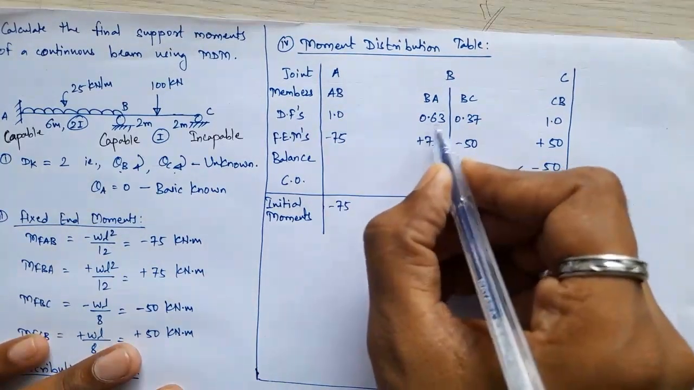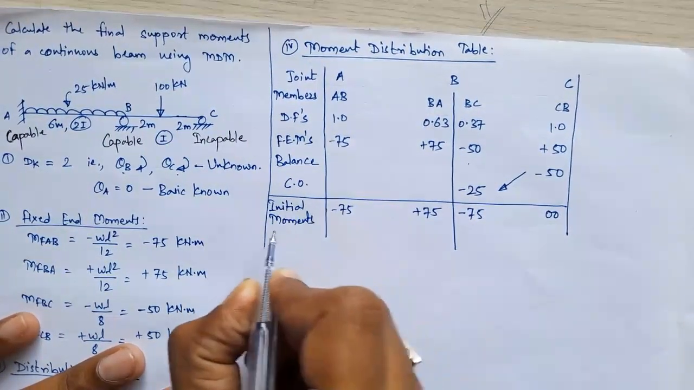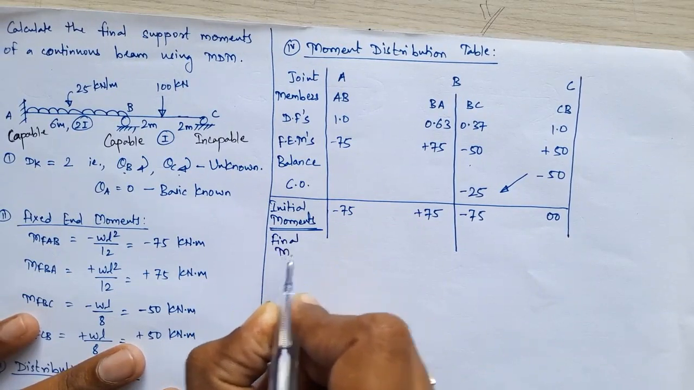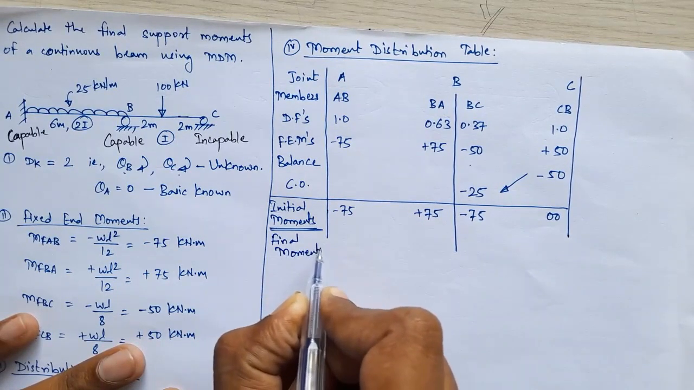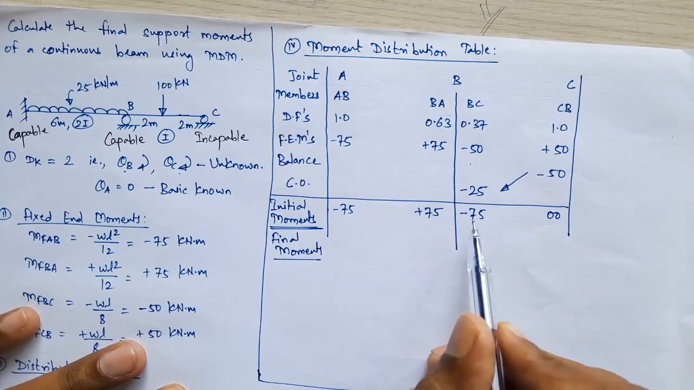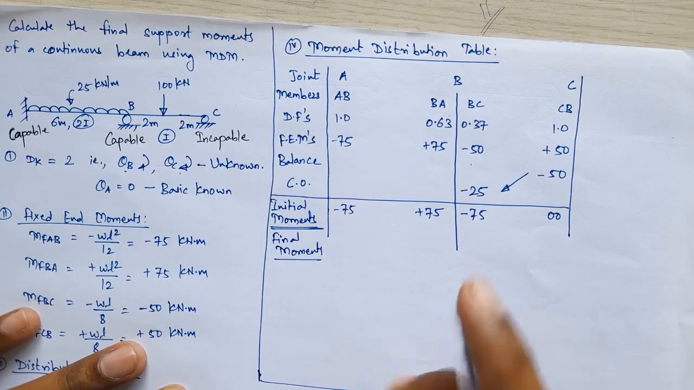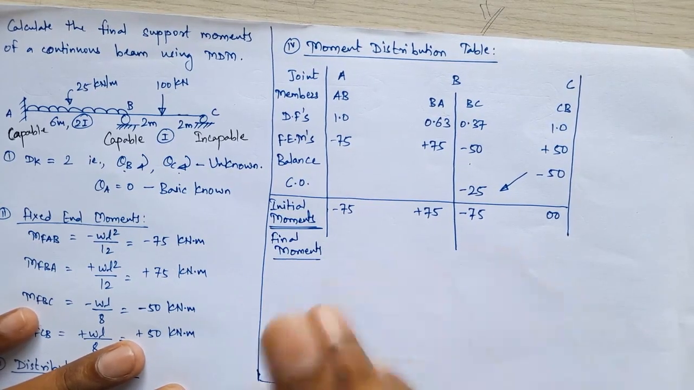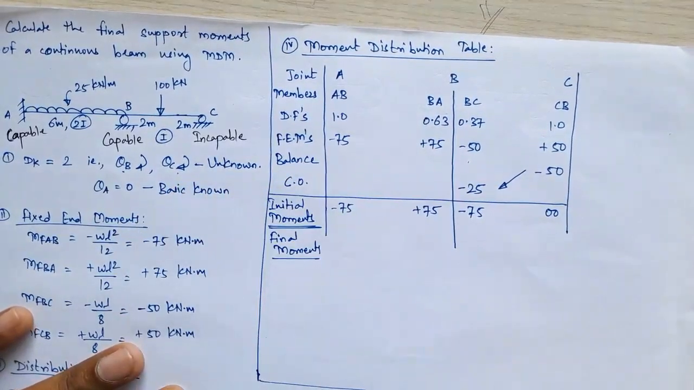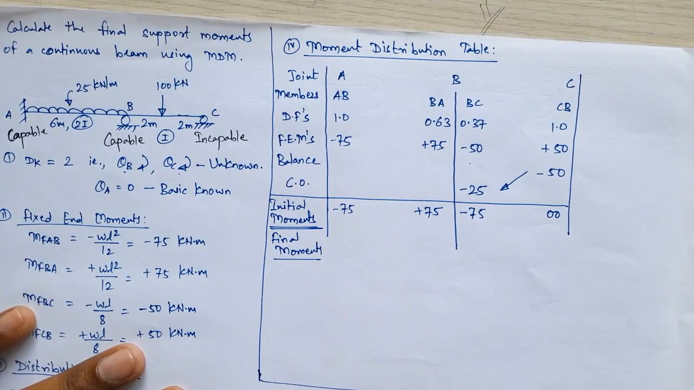That means your distribution will not be further possible over there. So whatever initial moments I am getting, those are nothing but your final moments over here. Why? Because here your distribution is not possible, since the summation comes equal to 0. If the summation doesn't come 0, then your distribution will continue further, but here it is coming 0, so your table gets automatically stopped over here, and whatever values you are getting will be the values of final moments.